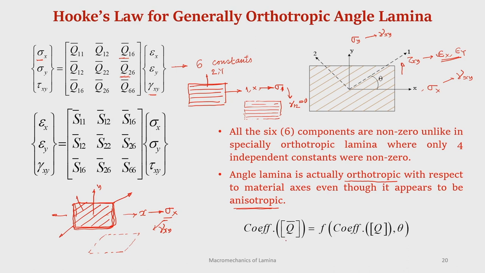So important here to see that even though Q bar has 6 elements, these 6 elements are functions of the 4 independent elements Q12, Q22, Q11 and Q66 and theta. Therefore, essentially we need 4 independent elastic constants to specify an orthotropic lamina. But then to characterize it with reference to the xy plane, which does not coincide with 1, 2, we need the 6 constants which are functions of these 4 independent elastic constants.